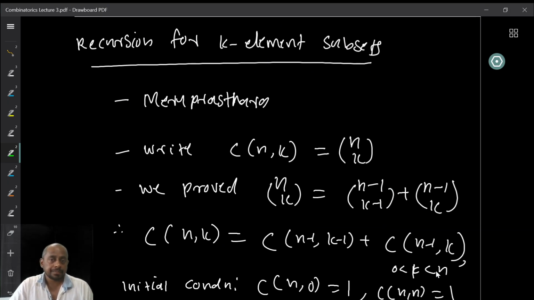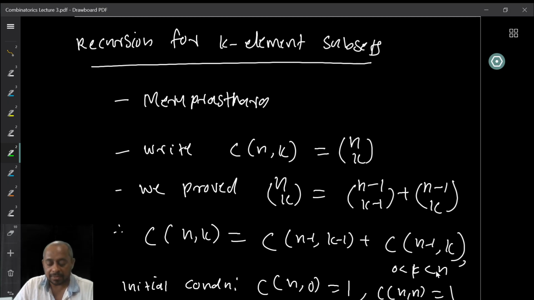Now let us look at the recursion for k element subsets. We have already looked at k element subsets, and this recursion relation is already occurring in Meru-Prasthara. In fact, I asked you to look at several properties of Meru-Prasthara, or Pascal's triangle, that you can find. If you have looked at this carefully, you would have already seen one of these properties.